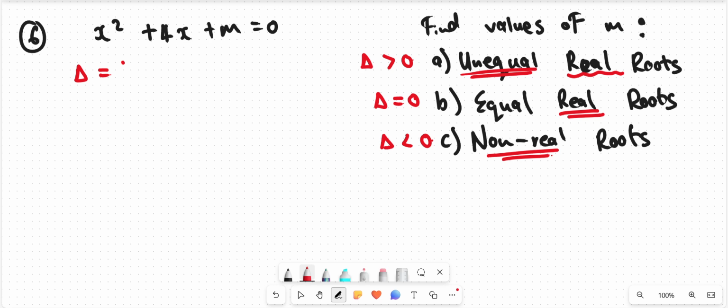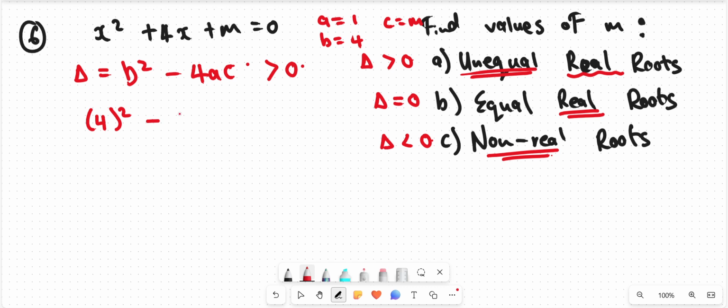So let's remind ourselves, our discriminant is b squared minus 4ac. So now I'm saying that this discriminant for the first case has to be greater than 0. So let me substitute. My a is 1, my b is 4, and my c is the m. So I have 4 squared minus 4. My a is a 1 and my c is an m. So that's how my inequality looks, right?